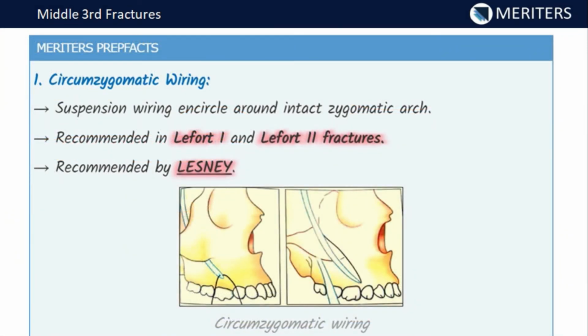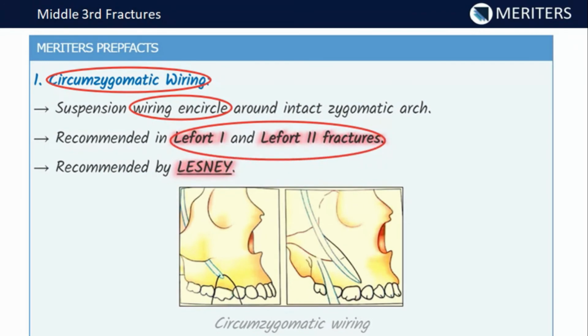Now coming to the eponymous prefix, there are certain named wirings which are asked for the exams. So one is the circumzygomatic wiring. As the name itself indicates, this circumscribes the zygomatic arch. So suspension of the wiring will encircle around the intact zygomatic arch, and it is used for the LeFort I and LeFort II fractures. And this wiring was recommended by Lesney. So as we can see, there is a suspension wire which is encircling around the intact zygomatic arch.